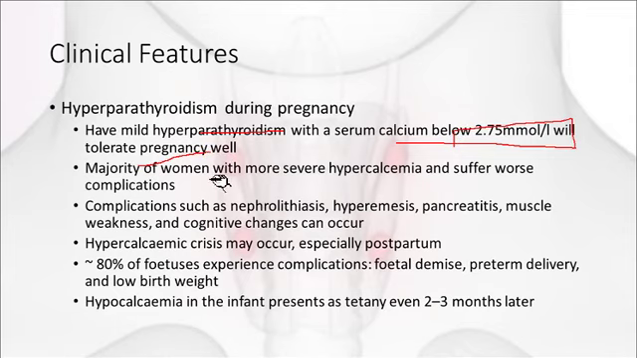The majority of women with more severe hypercalcemia will suffer worse complications, and the complications, as we've discussed, include nephrolithiasis, hyperemesis, pancreatitis, muscle weakness, and even cognitive changes as well. Hypercalcemic crisis may occur particularly postpartum, so after delivery. Approximately 80% of fetuses experience complications such as fetal demise, preterm delivery, and low birth weight. Hypocalcemia in the infant generally presents as tetany even 2 to 3 months after birth.